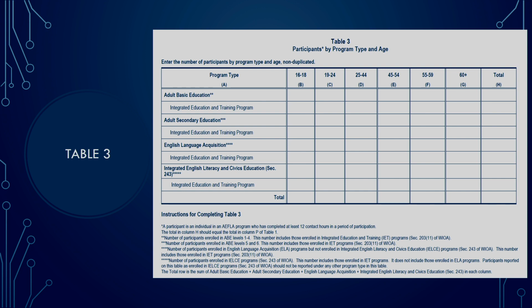If the student takes the same TABE or CASAS and they score an ABE level 5 or 6, they're put into the adult secondary education row. All of our ESL students are, as long as they take an ESL test, the CASAS or BEST, then they are put into the English language acquisition row.